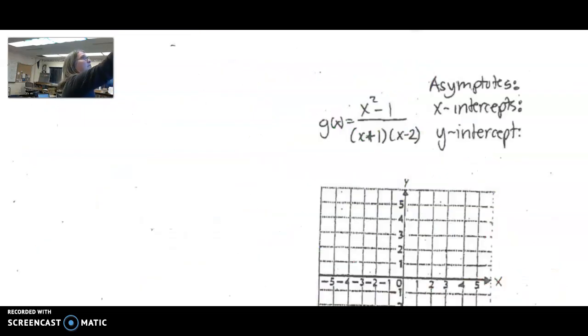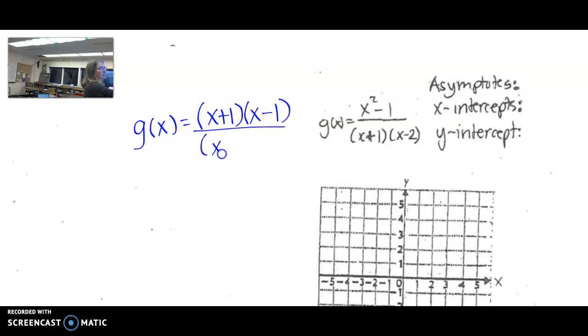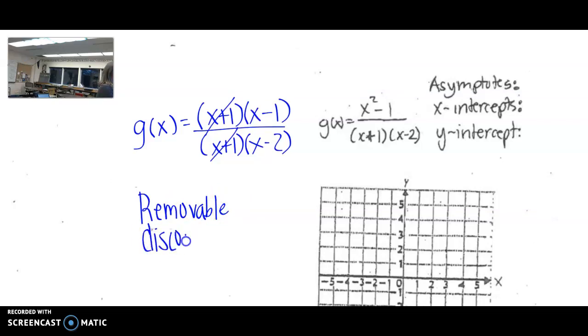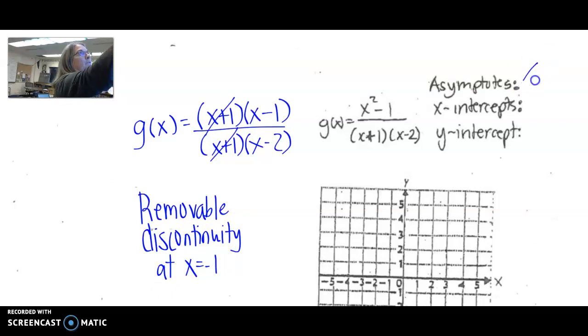We have g of x equals, again, I can factor the numerator and the denominator, and it has a removable discontinuity at x equals -1. I would like you to note that. I'll show you what that means. We had a vertical asymptote at x equals 2.